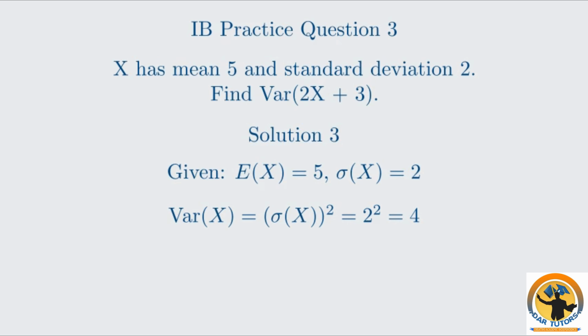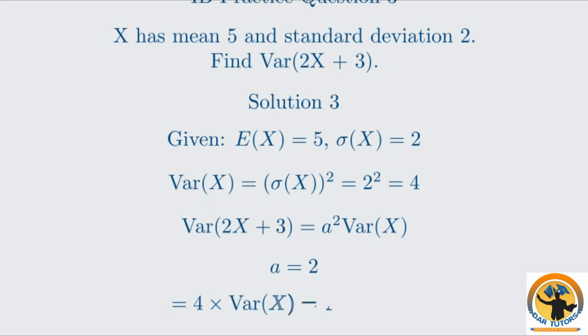Now we can use the property for the variance of a linear transformation. Var(2X + 3) is a squared times Var(X). Here, a is 2, so it's 2 squared, or 4, times Var(X). Plugging in our variance of 4, we get 4 times 4, which is 16. The variance of 2X + 3 is 16. This shows the importance of using the correct statistic in the correct formula.